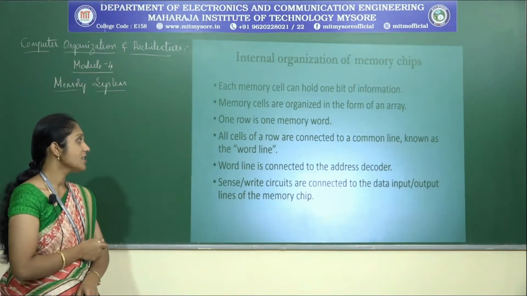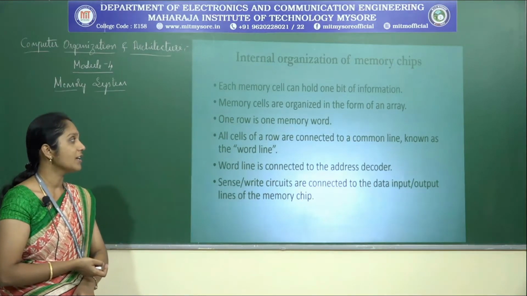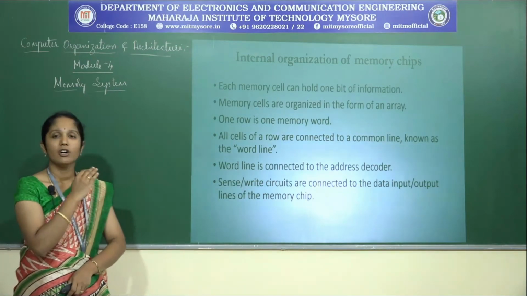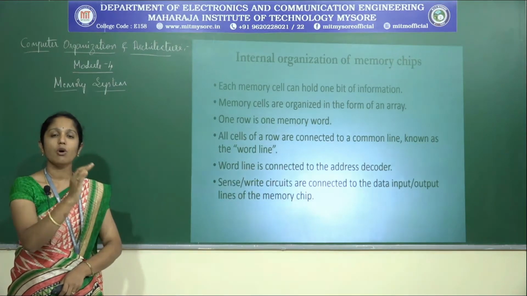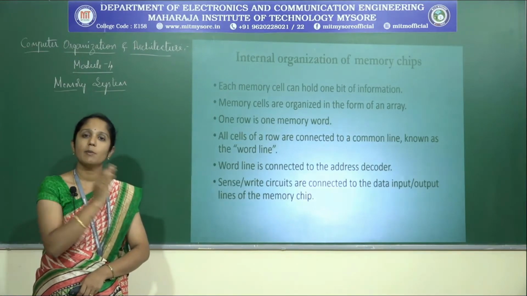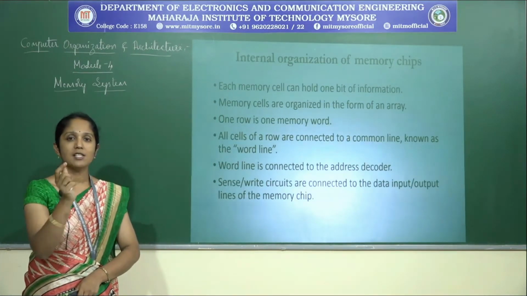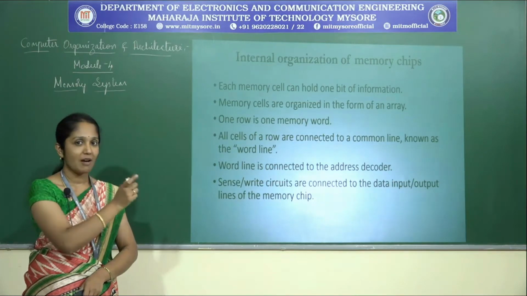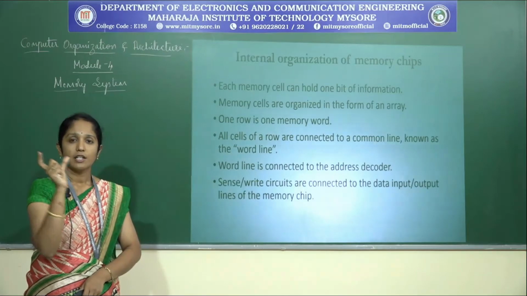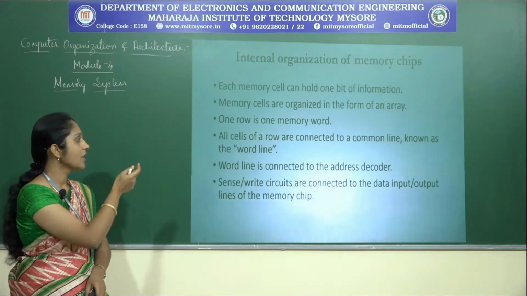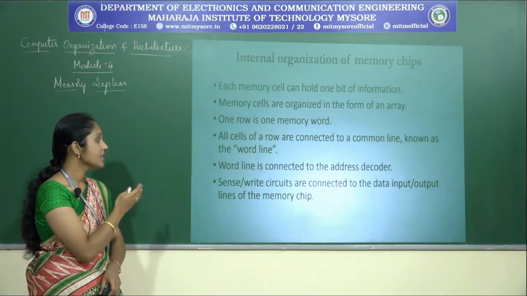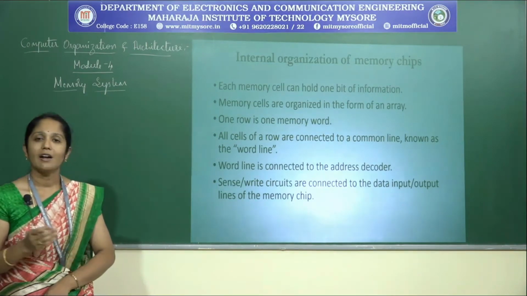All the cells of a row are connected to a common line which is known as the word line. If you consider a 32-bit computer, we will have 32 bits in a single row, because that is one word. The entire 32 bits will be connected to a common line known as the word line. The word line is connected to the address decoder.